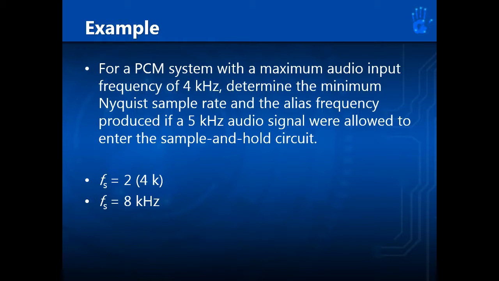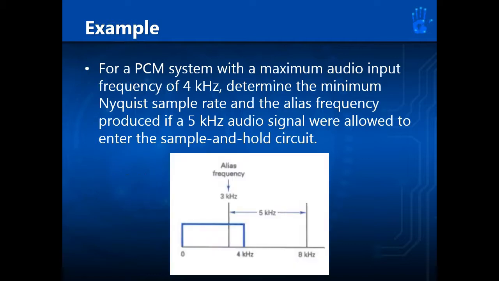F sub s is equal to 2 times 4 kHz, and then it will be equal to 8 kHz, just simple multiplication. So the minimum Nyquist sampling rate for a maximum audio input of 4 kHz is 8 kHz. Next, we have to find the alias frequency produced if a 5 kHz audio signal were allowed to enter the sample and hold circuit.